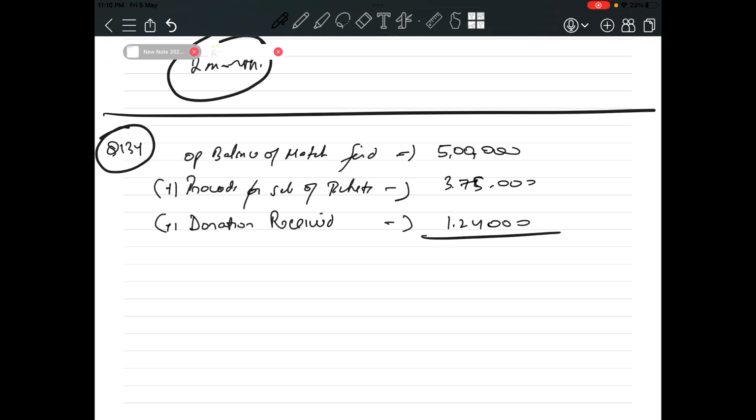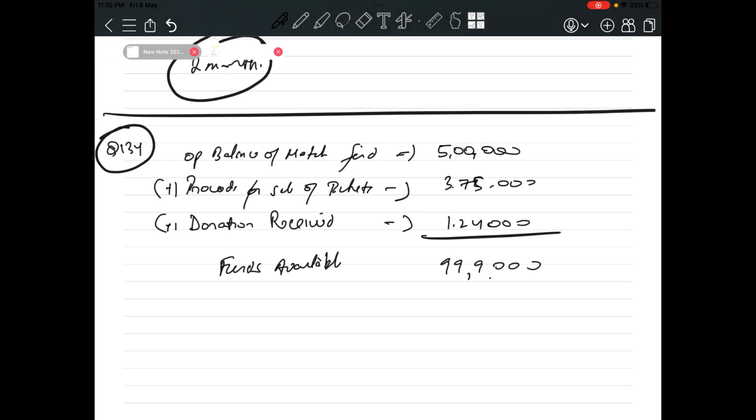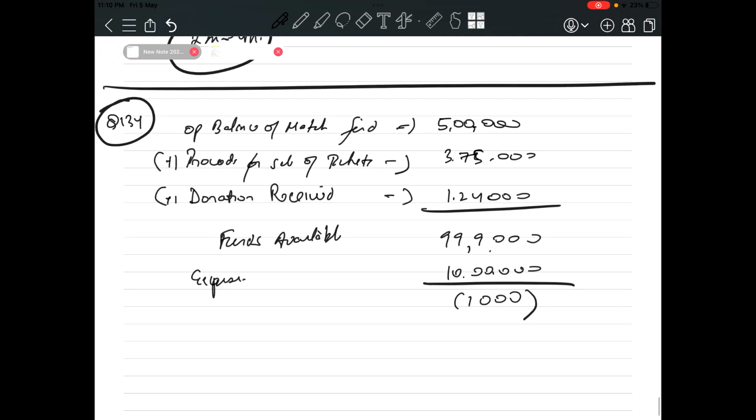Okay, so see, what is the total money they have? Funds available is 99,09,000. Okay, 99,09,000. And what is the expenses? The match expenses is 10 lakh rupees. Okay, so what is the expenses? Expenses is 10 lakhs. So you can see there is extra 1,000 rupees which has been spent.